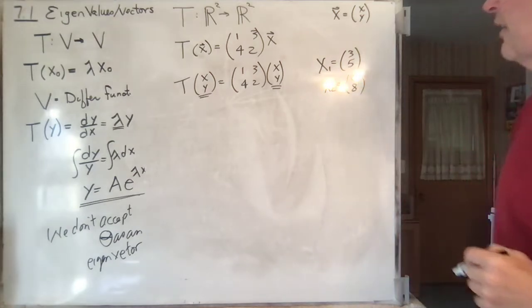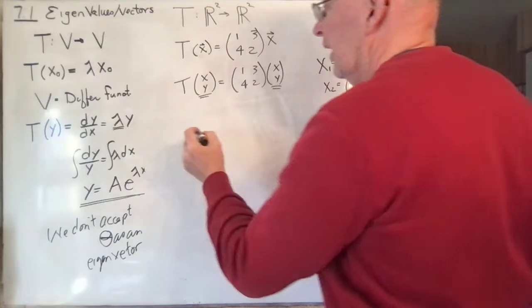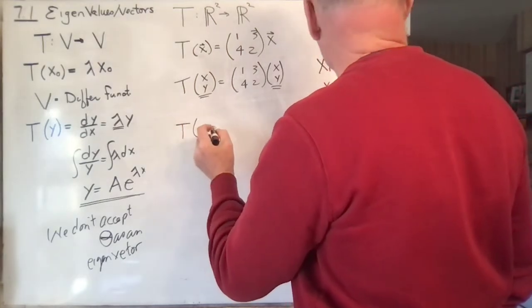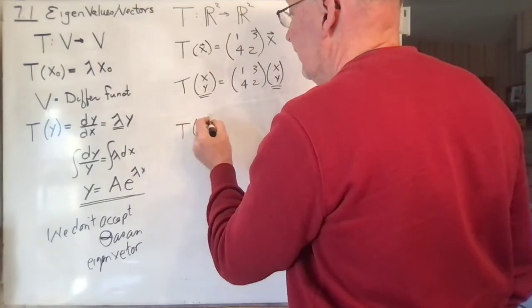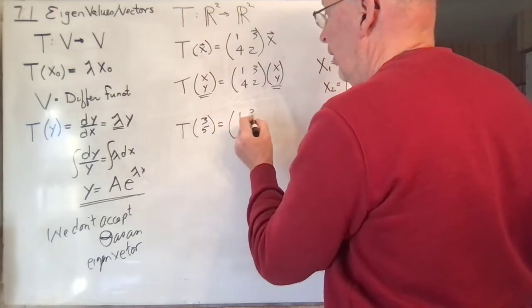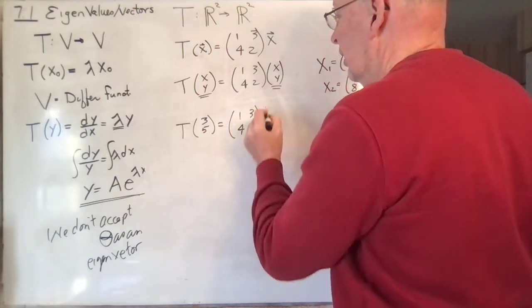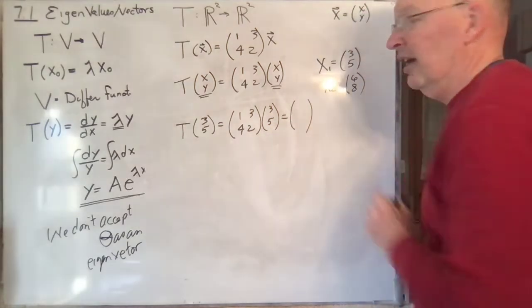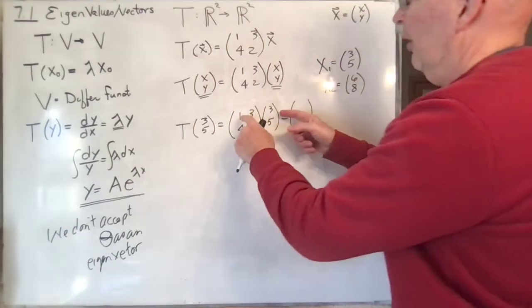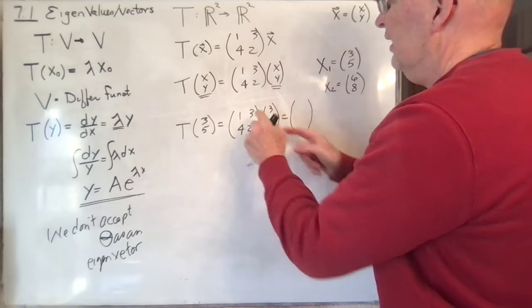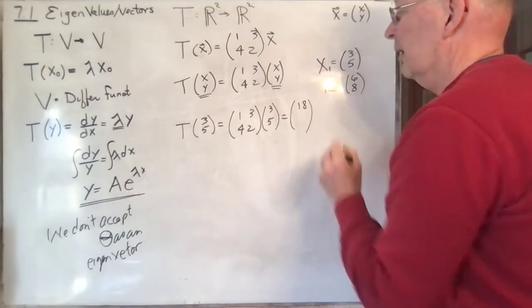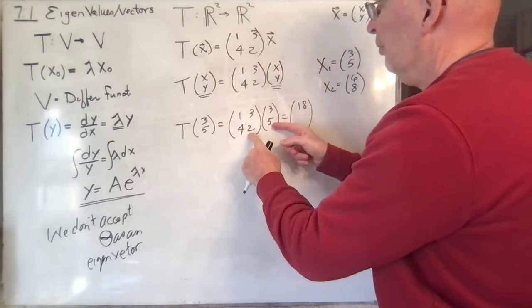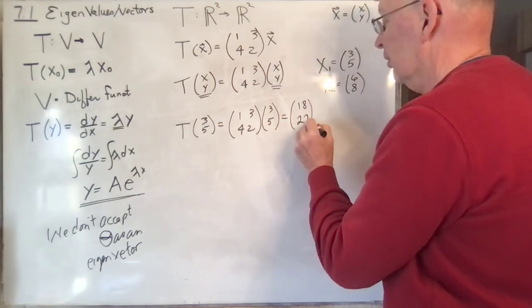Are those things eigenvectors? So let's give it a try. Let's put each one in there and see what we get. Take the matrix [1, 3; 4, 2] and put in the vector (3, 5). We know how to multiply matrices now. What do we get? We're going to get 3 plus 15 is 18, and here 12 plus 10 is 22.